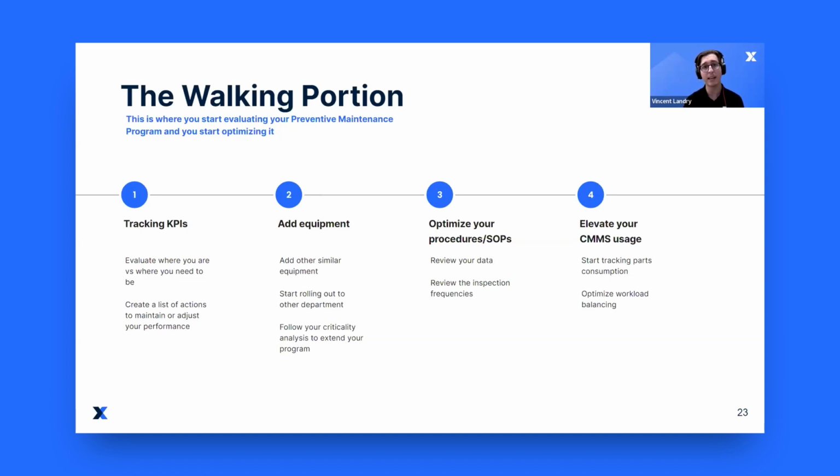The second thing is optimizing your workload balancing. So using a CMMS will allow you to see, okay, how many hours, I should say, are we spending per week on the different PMs that we perform? How many hours are we spending inspecting or just performing PMs on one specific piece of equipment in the last month? So all of this data will help you really just balance your workload.